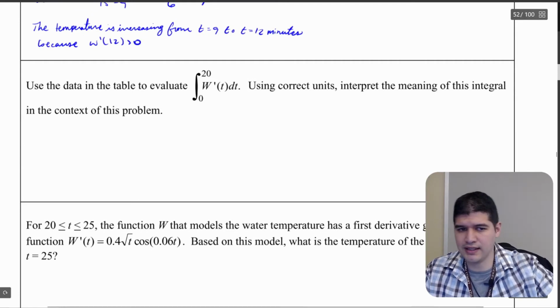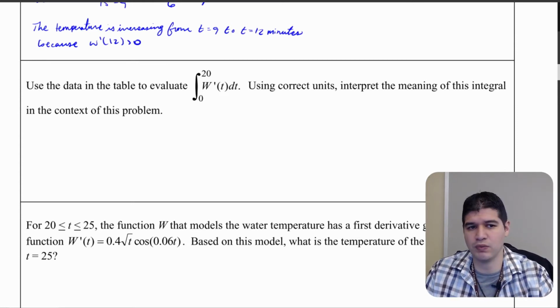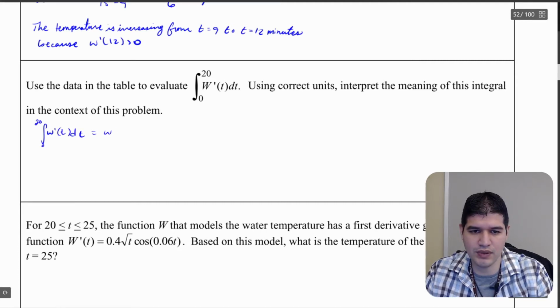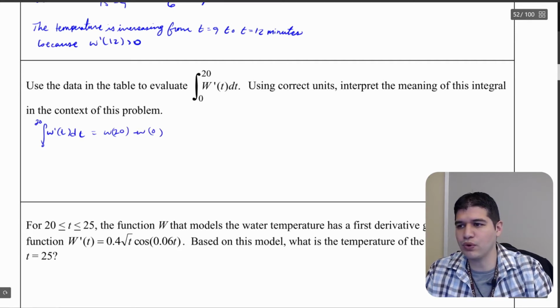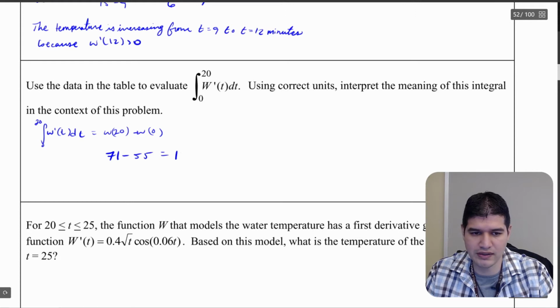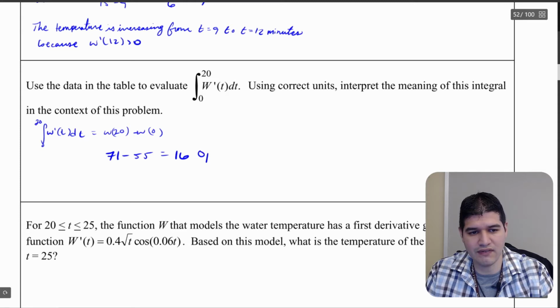It says, using the data in the table, let's evaluate the definite integral from 0 to 20 of W prime of t dt, and then interpret those results. So using this, we know that the integral from 0 to 20 of W prime of t dt is going to get us W of 20 minus W of 0, which I can just pull from my table here. So W of 20 is 71 minus 55. So this comes out to be 16, and we know that this is going to be in degrees Fahrenheit.